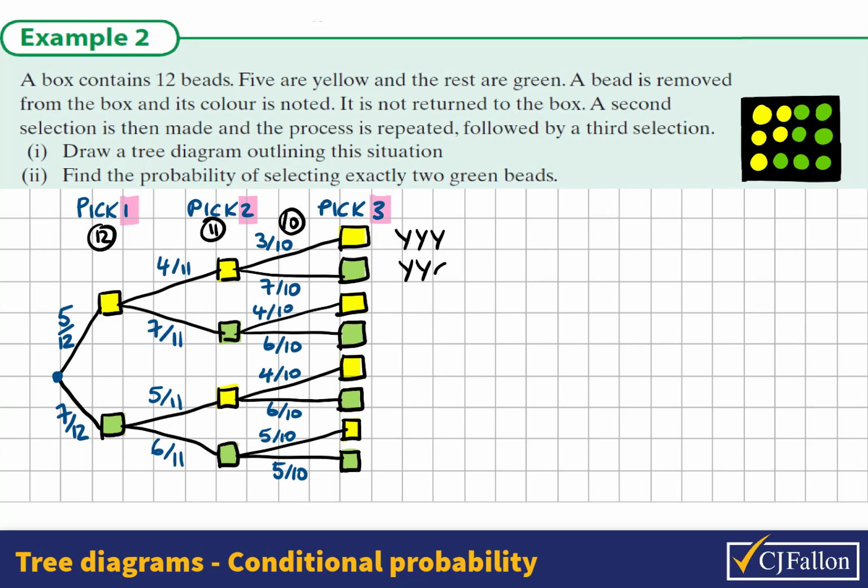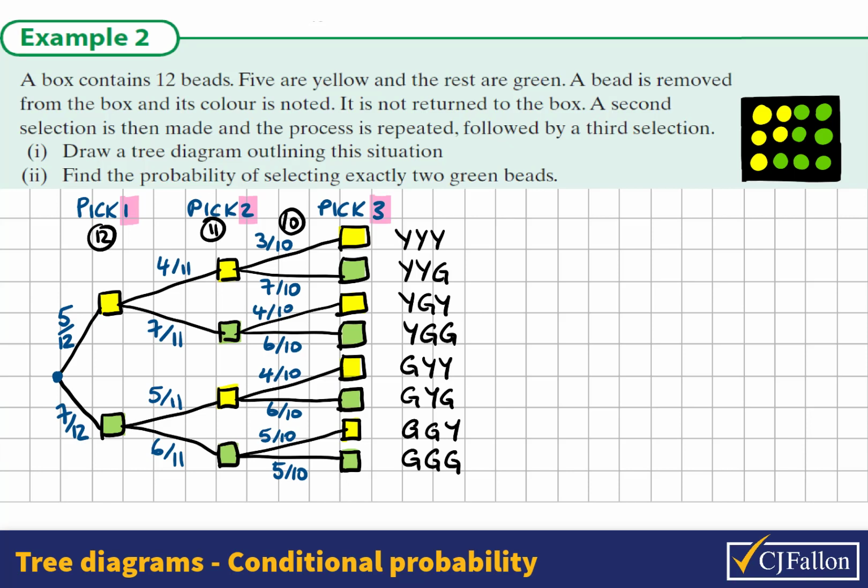So let's list out all what we have here. You could have got yellow, yellow, yellow, yellow, yellow, green, yellow, green, yellow, yellow, green, green, etc. So just marking out here what the tree diagram is telling us that our 8 options are. And lastly, green, green, green. So that's our first thing. We've drawn the tree diagram.